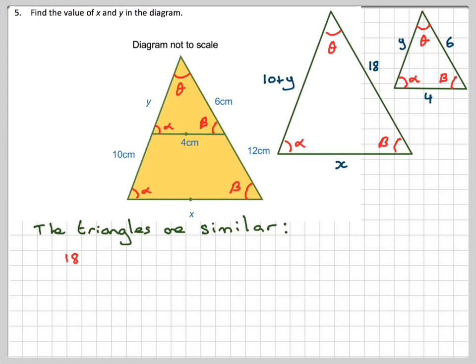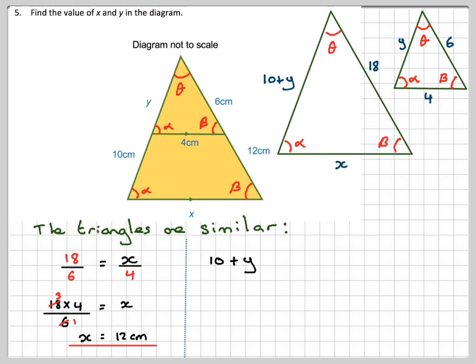So, if that is true, we can say 18 over 6 is going to be equal to x over 4, because the sides are in the same ratio. Multiplying by 4 here, we're going to get 18 times 4 over 6. 6 goes into 18 3 times. 3 times 4 is 12. So x is 12 centimetres.